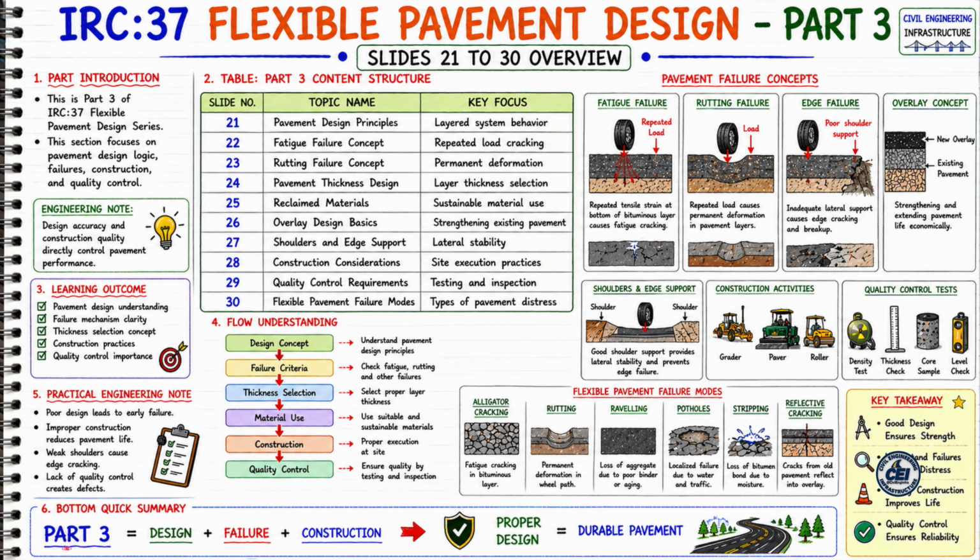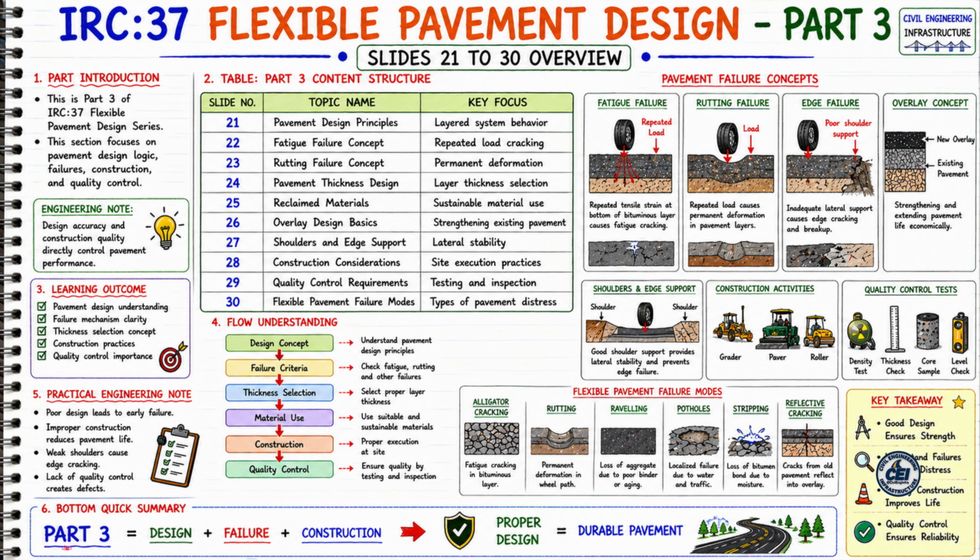Section 4. Pavement failure concepts. Now failure concepts are given on the right side. Fatigue failure. Due to repeated load, tensile strain develops at the bottom of the bituminous layer, and cracks develop. Rutting failure. Repeated load causes permanent deformation in the pavement. A depression is created in the wheel path. Edge failure. Poor shoulder support causes edge cracking and breakup. Overlay concept. Strength and life are increased by adding a new layer over the existing pavement.